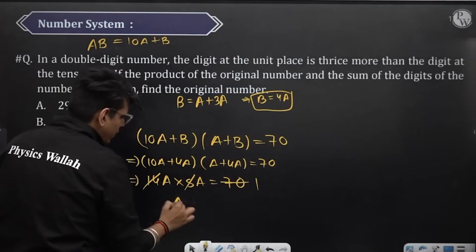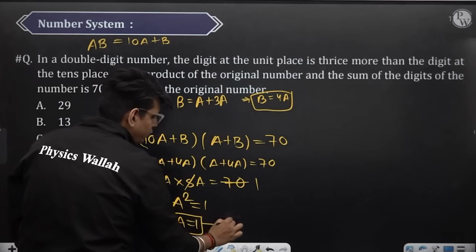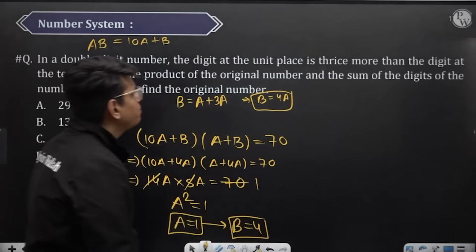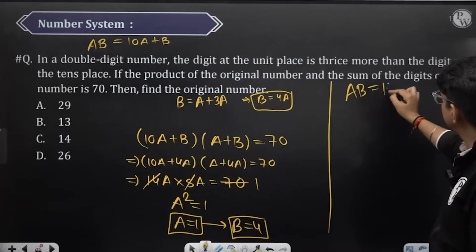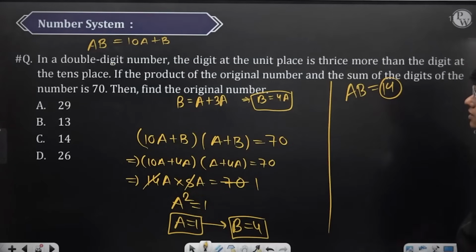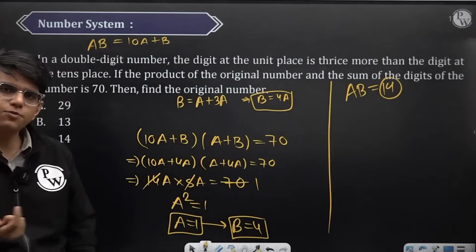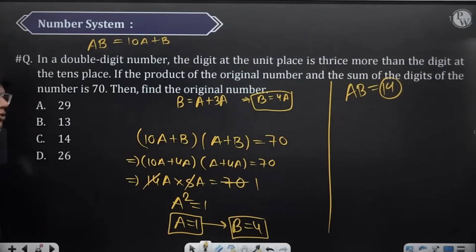So A square equals 1, so A equals 1. This will give you B as 4. So the original number is 14. AB, the original number is nothing but 14. Right? Okay. So if you do 14 into the sum of the digits, which is 5, 14 into 5 will lead to 70. So this is the way to solve such questions. This is also one of the important questions. Next, let's move to the next thing.